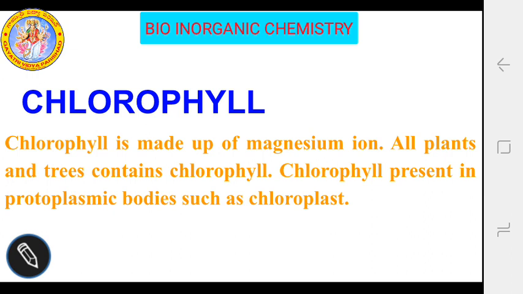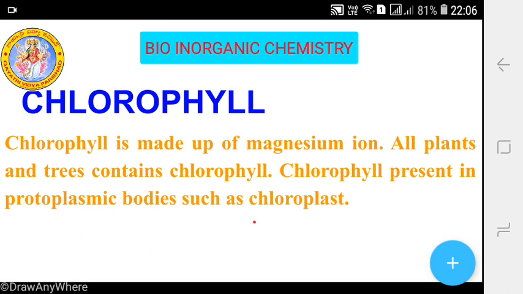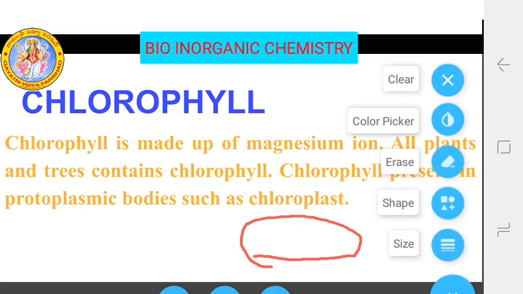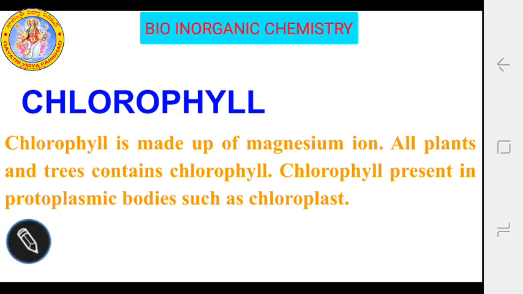And now in this, magnesium ion is the central ion for chlorophyll, and chlorophyll is present in protoplasmic bodies such as chloroplast. Now on the next screen I will show you what is chloroplast.